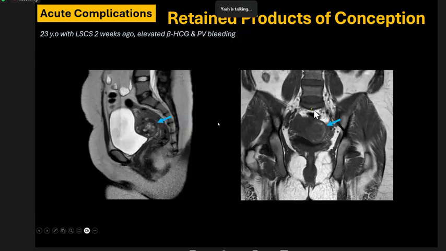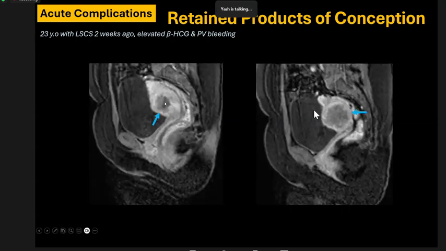This is another case. This patient came after 2 weeks of LSCS. She had elevated beta-HCG and paravaginal bleeding. So on this sagittal T2 MR, what we see here is heterogeneous contents in the lower uterine segment at the expected location of the scar. If you see, there is some amount of T1 hyperintensity. One of the things which is hyperintense on T1 is blood and blood products.